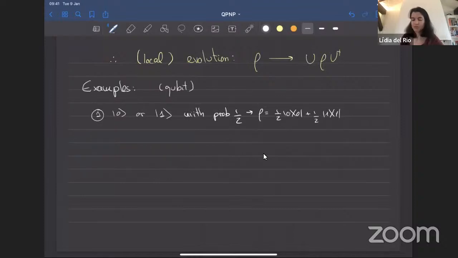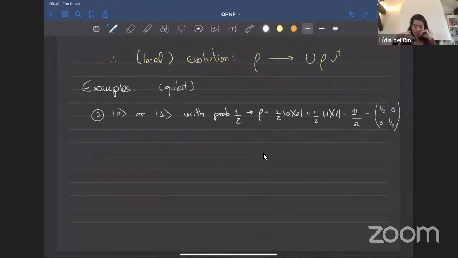But |0><0| plus |1><1| is just the identity matrix, which we've seen before. So this is just the identity matrix divided by 2. In matrix form, it looks like this. So it just has the diagonal. Now let's look at a completely different situation. So I bought this machine. All I know is that it gives me state 0 or 1 with probability 1/2.